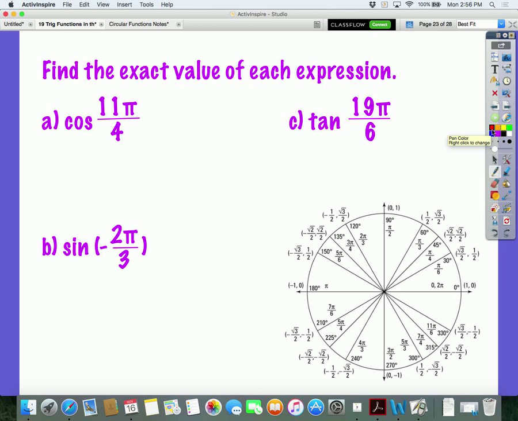Cosine of 11 pi over 4. 11 pi over 4 is more than 360 degrees. That's more than 2 pi radians, okay? What's the coterminal angle to 11 pi over 4? How'd you get 3 pi over 4? Because you can do what you do with a mixed fraction: you take out 2 whole 2 pi's, and you'd be left with 3 pi over 4.